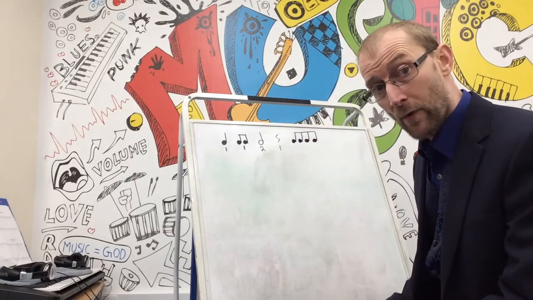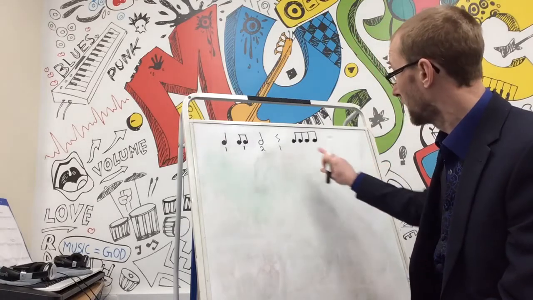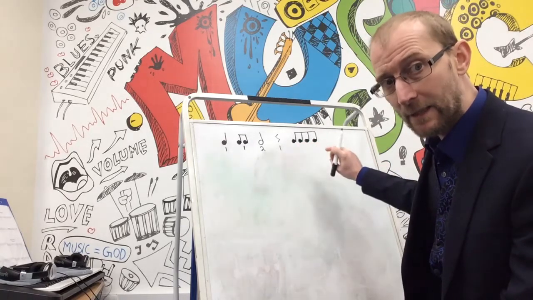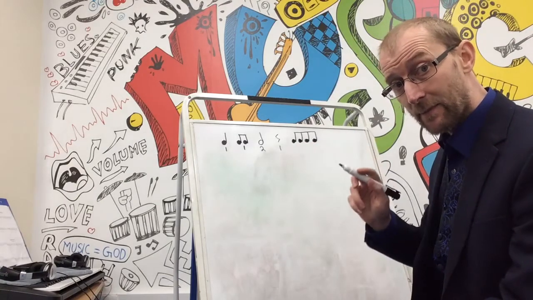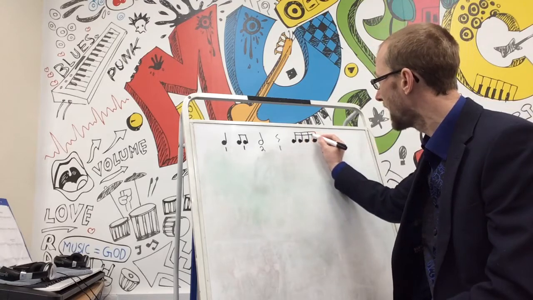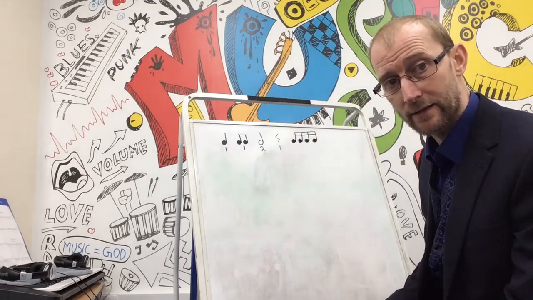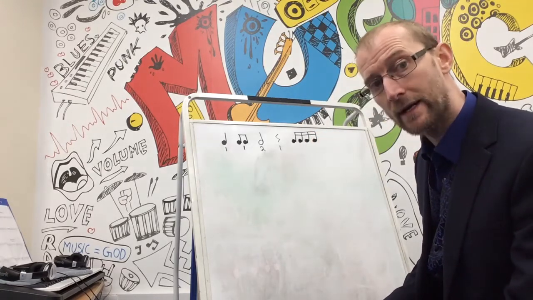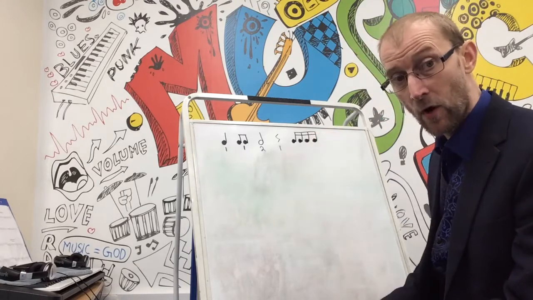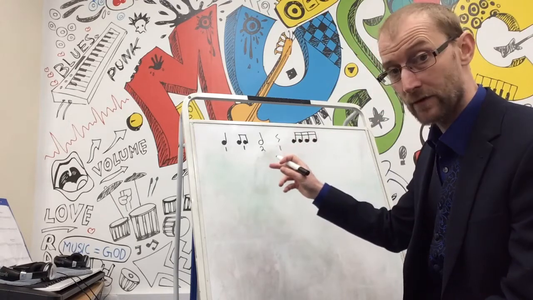At the minute what we've got is 4 quavers. Tadpole, tadpole. We need caterpillar. So to turn them into caterpillars we have to draw the second line underneath. There. Like that. Those are now caterpillars. Okay? Make sure you put that second line in. Otherwise, they're going to be quavers.